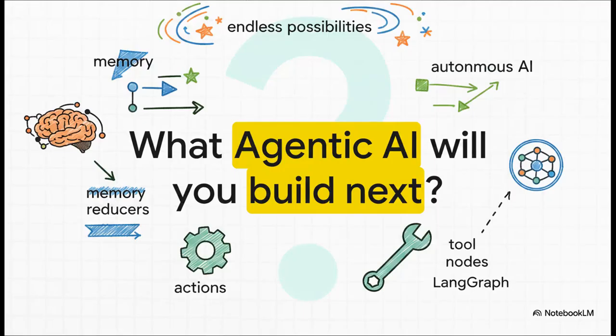So there you have it. We took a basic, forgetful chatbot, and we officially wired it up with persistent memory using reducers and real-world action using tool nodes. You've now seen the exact blueprint. So I'm going to leave you with this one question to think about. Now that you actually understand the underlying mechanics of state, memory, and action in LangGraph, what Agentic AI are you going to build next? The possibilities here are literally endless.